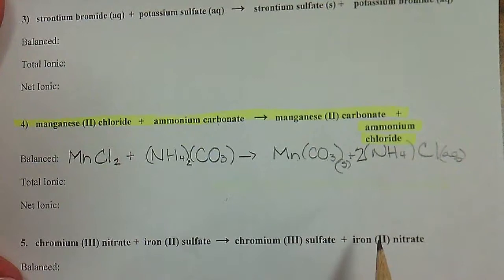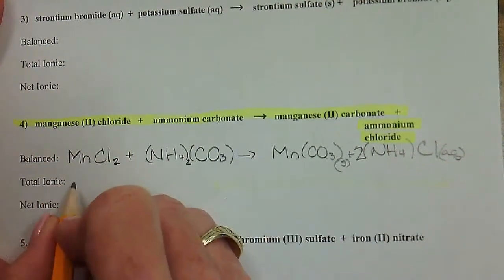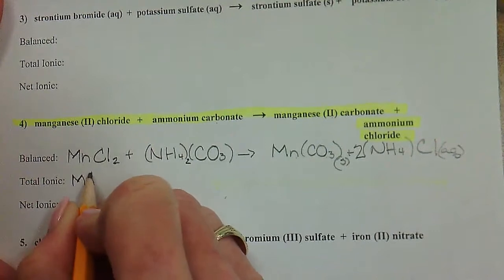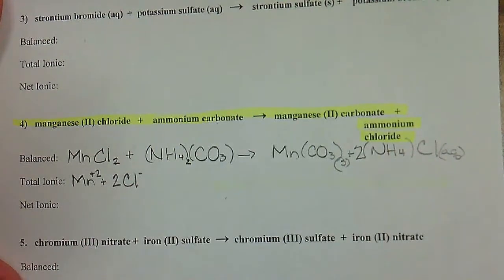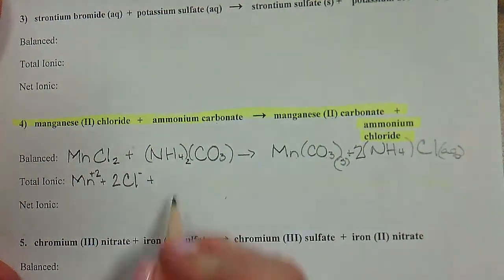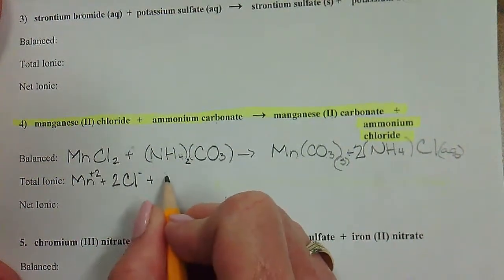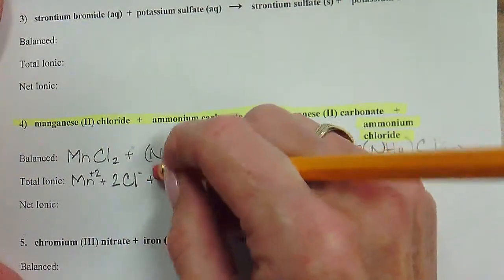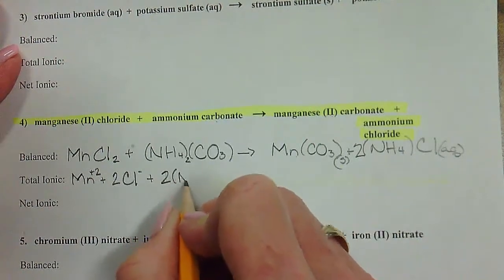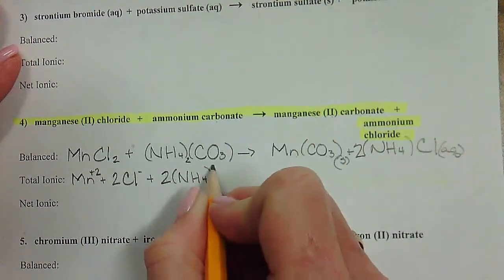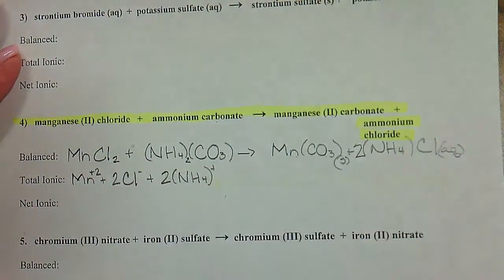So I start breaking up everything into its ions. There's one manganese with a plus 2 charge, plus 2 chlorines with a minus 1 charge. Okay, that's how you break up the manganese and the chlorine. Plus, there's 2 ammoniums. So 2 NH4s with a plus 1 charge. Plus my carbonate, there's only one of those, CO3 with a minus 2 charge.